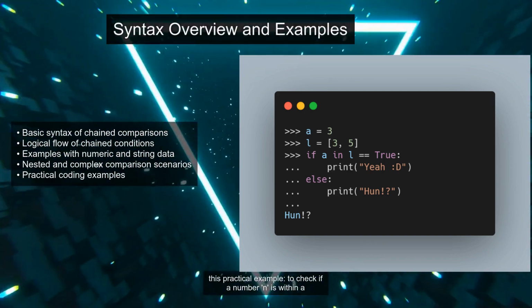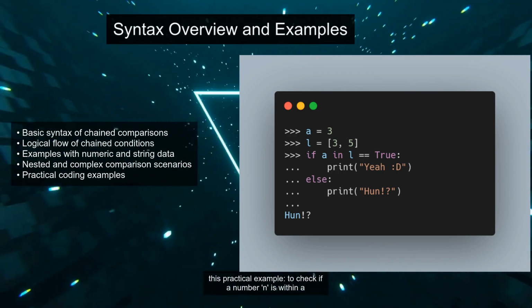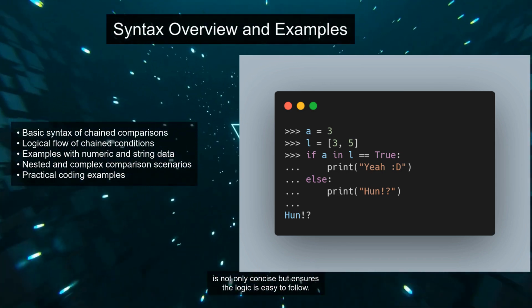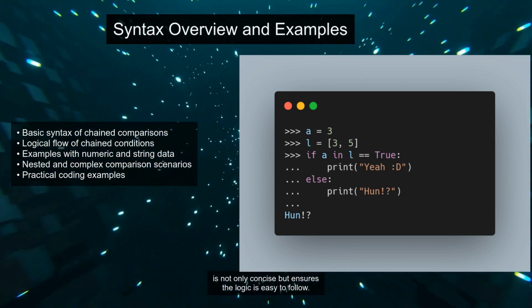Consider this practical example. To check if a number n is within a specific range, you can write lower_bound less than equals n less than equals upper_bound. This syntax is not only concise but ensures the logic is easy to follow.